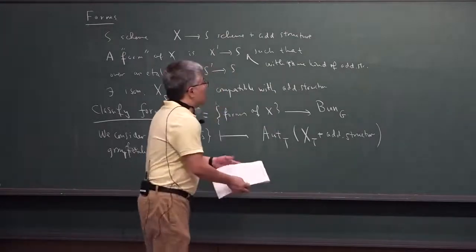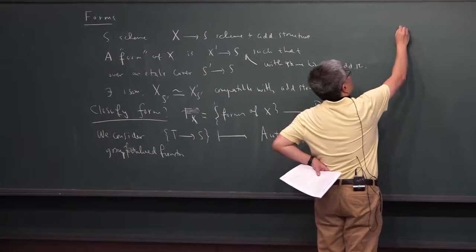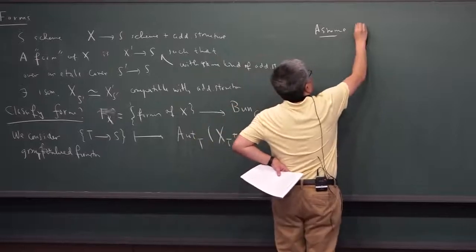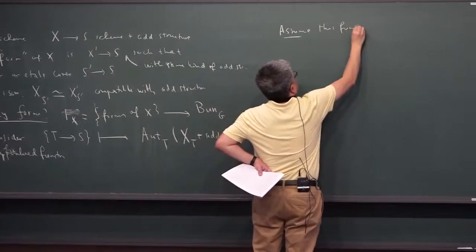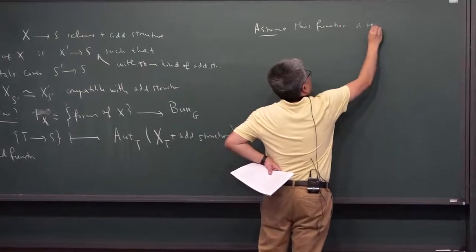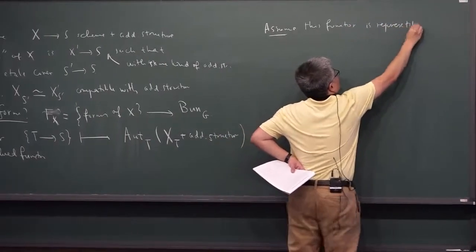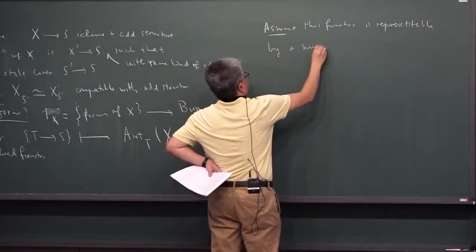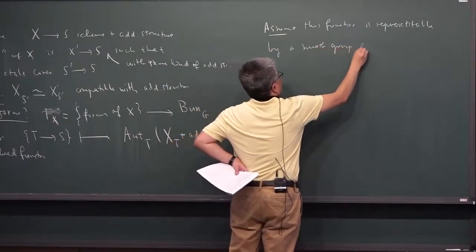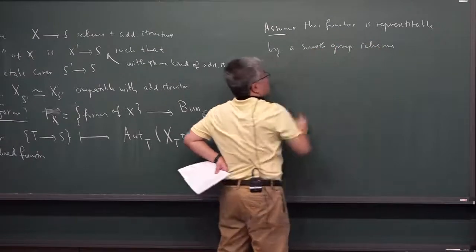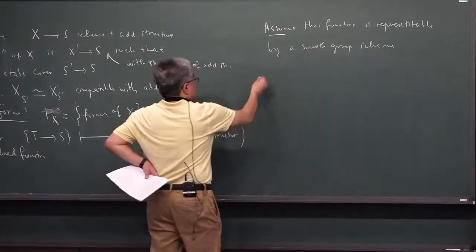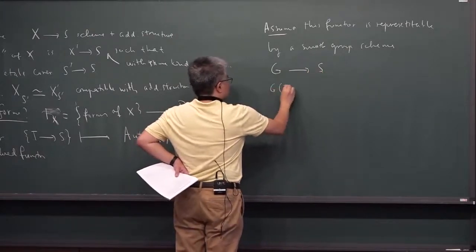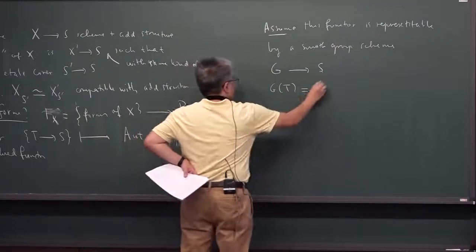But the assumption is that this functor is representable by a smooth group scheme G over S, such that G(T) is this automorphism group.